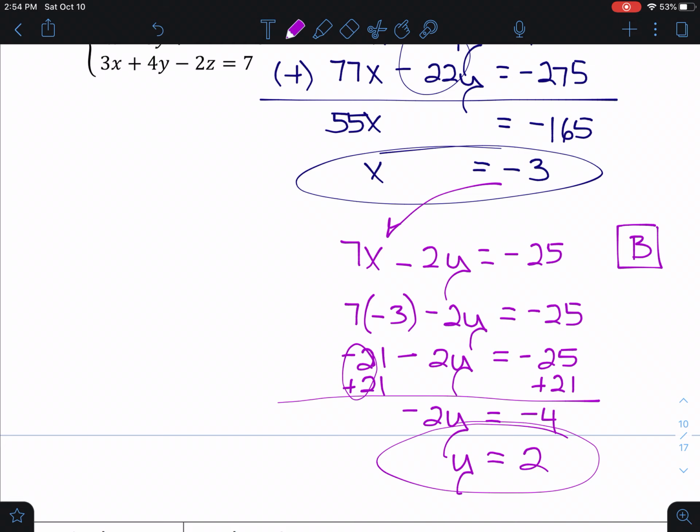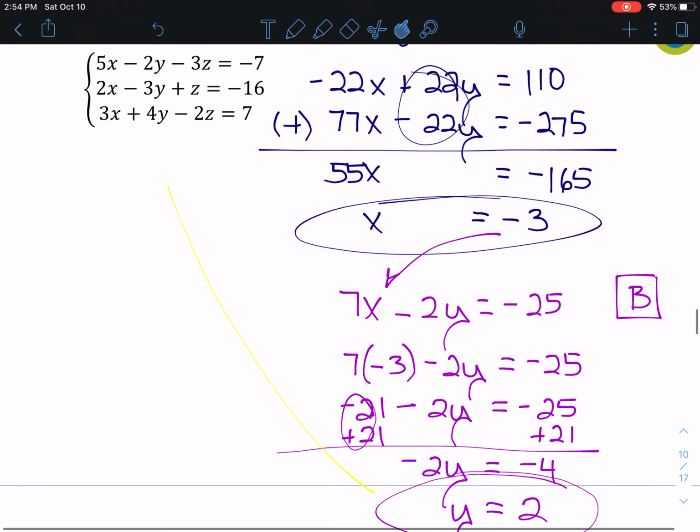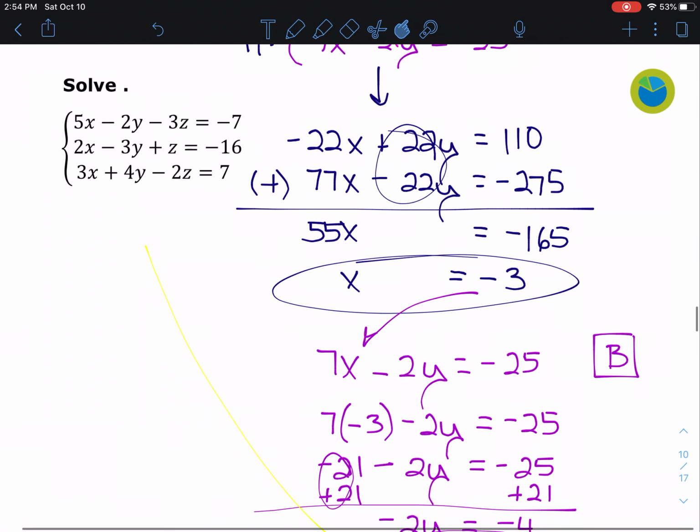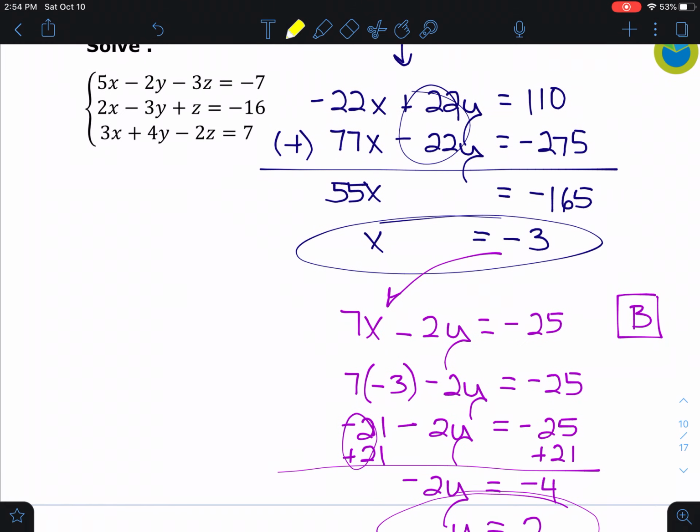Okay, so now you have two variables. You're going to take these two and you're going to plug them into one of your original equations. It doesn't matter which one. You're going to plug into one of those, whatever one looks easier to you. Let's just do the middle one.